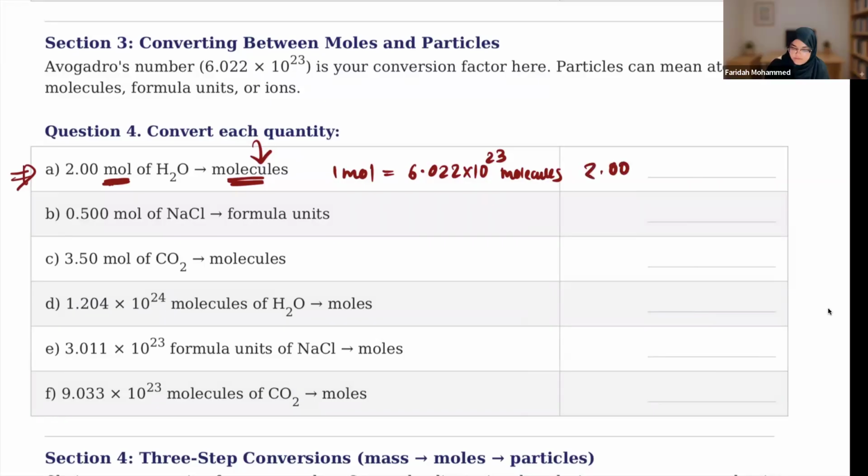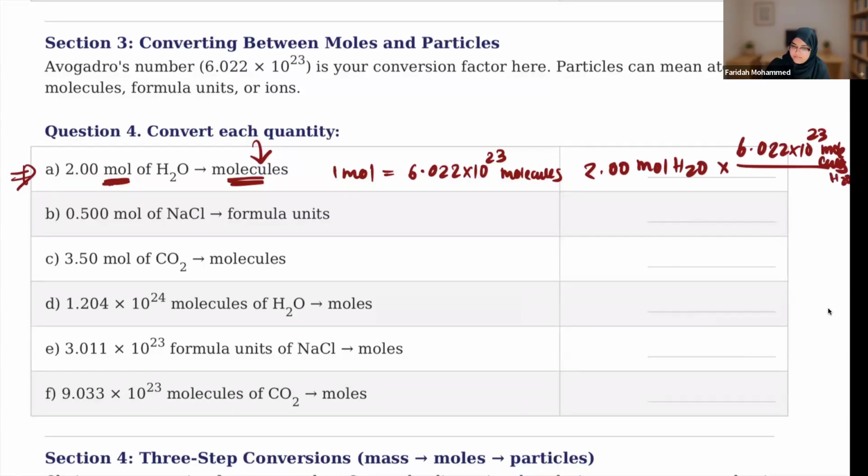Again, you guys have to write exactly what the question says. So 2.00 moles of H2O, yes. And then, because you want to get to molecules, what goes on the bottom, what goes on the top? The molecules go on the top. Very good. So 6.022 times 10^23 molecules. Again, write the whole thing. I do not have space. Molecules of water, not just molecules.